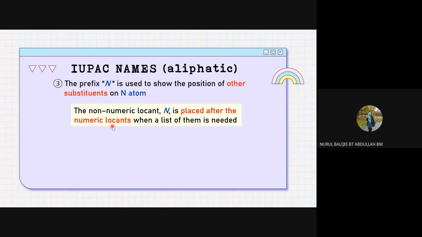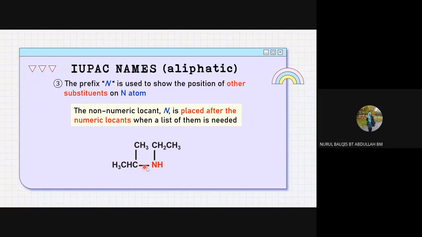Takkan kita nak cakap two methyl and methyl, kan? Kita mesti akan berubah prefix, right? Kalau ada methyl dua, kita akan letak di, kan? Betul. So, kita akan jadikan dia 2,N-dimethyl. Macam tu. Maksudnya kita bagi tahu numeric locants dulu baru non-numeric locant. Non-numeric adalah yang atas nitrogen. Kalau numeric adalah atas karbon, nombor. Itu kalau kes aliphatic.